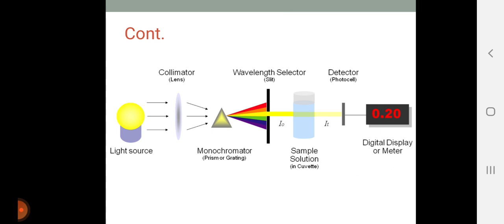To be continued, as to how it works and how it processes. First of all, the light source, then the monochromator, prism or grating, then the sample solution, and at last the digital display or meter.